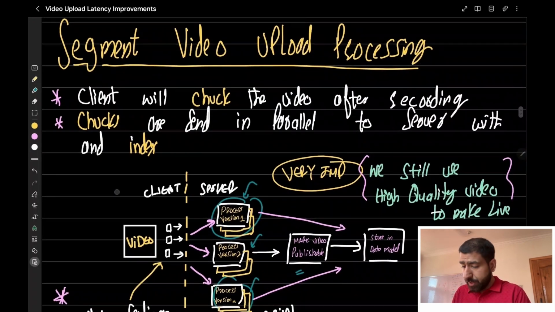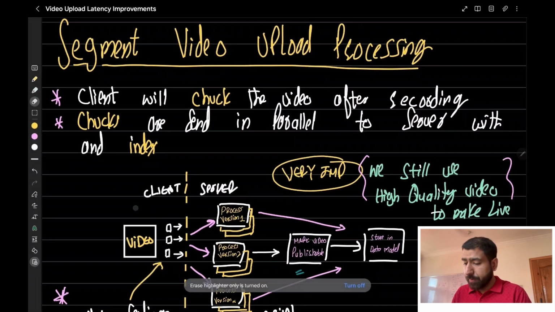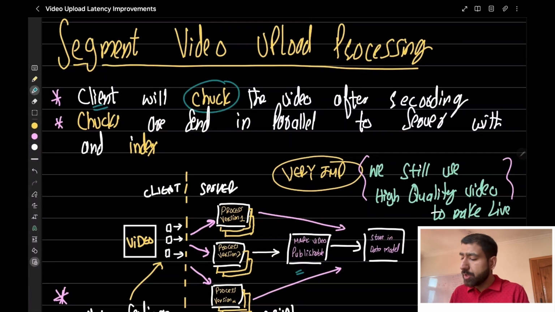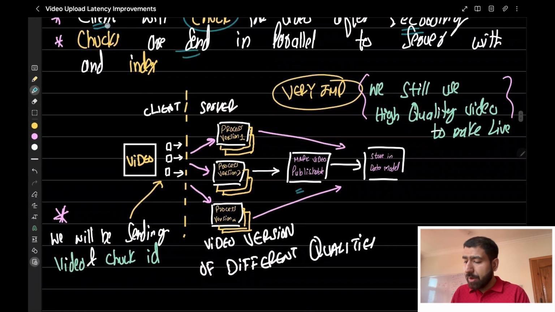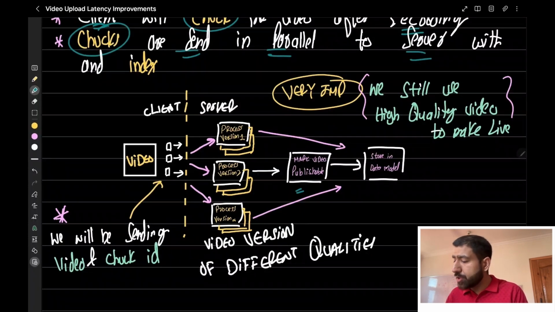So let me first delete this, what we have done here. Okay, now the client will chunk the video after recording, and the client here does not mean me as a user. It actually means the Instagram app. When the recording is done, it will divide the video into multiple parts of a few seconds. Now, chunks are sent in parallel to the server. Now, why would we do that? Well, we divide it and send it.